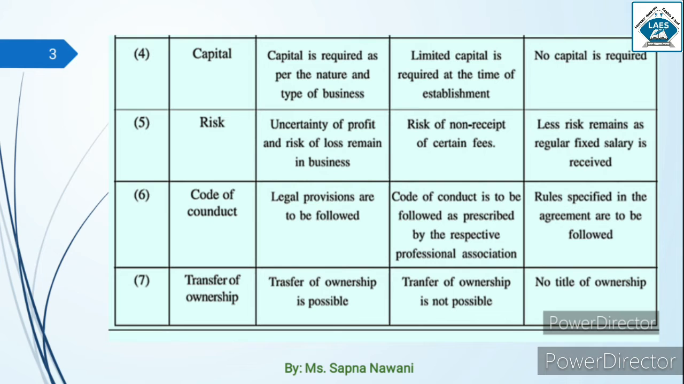Seventh point is transfer of ownership. Business ownership can be transferred. For example, a father's business can be transferred in the name of a son or daughter, and that son or daughter can become the owner of the business.